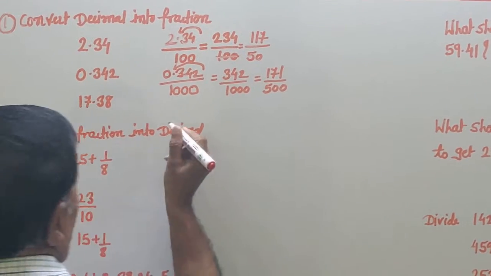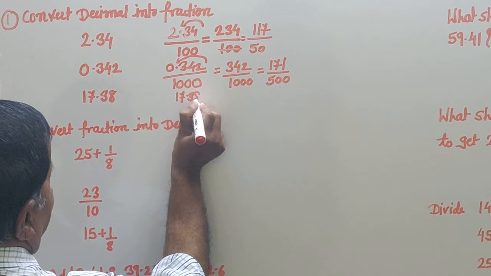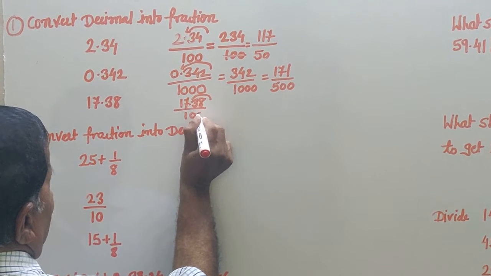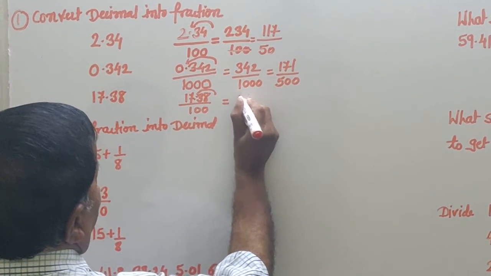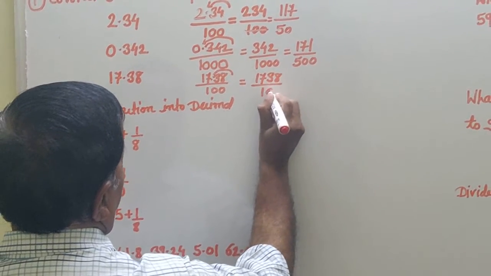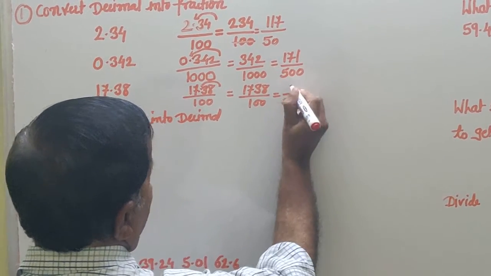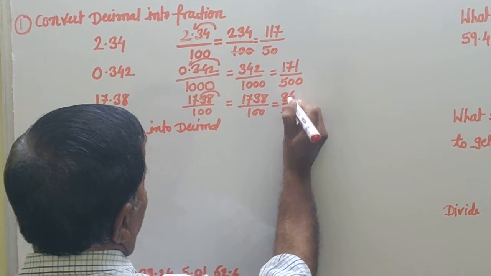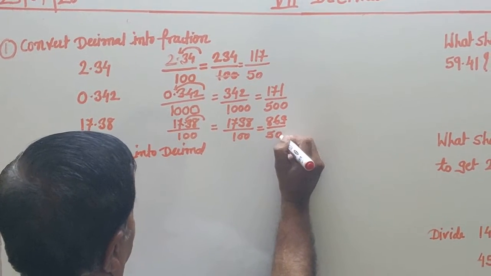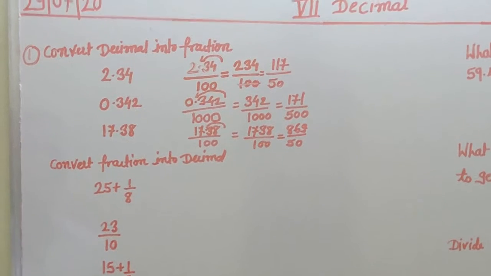Okay, now what is the third problem? 17.38 is given. Now here, how many decimal places? 2 places, so I will write 100 here. Then again both the numbers are even, so I can divide both by 2. What will come here? 869 over 50 will come here. 2 eights are 16, 2 sixes are 12, 2 nines are 18. Now this number is not even, this is even. So now you understand how to convert a decimal into a fraction.